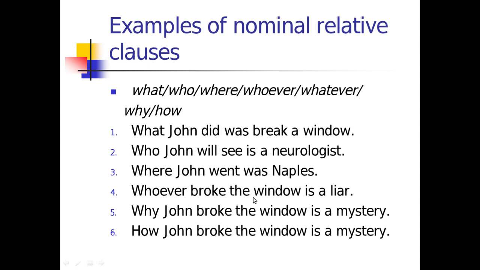Whoever broke the window is a liar. Why John broke the window is a mystery. How John broke the window is a mystery. Remember, the sentence with the question word, verb to be, and the complement. Okay?